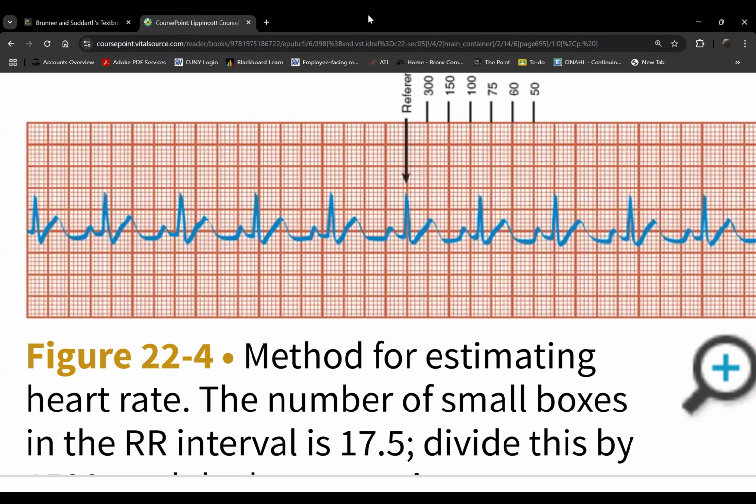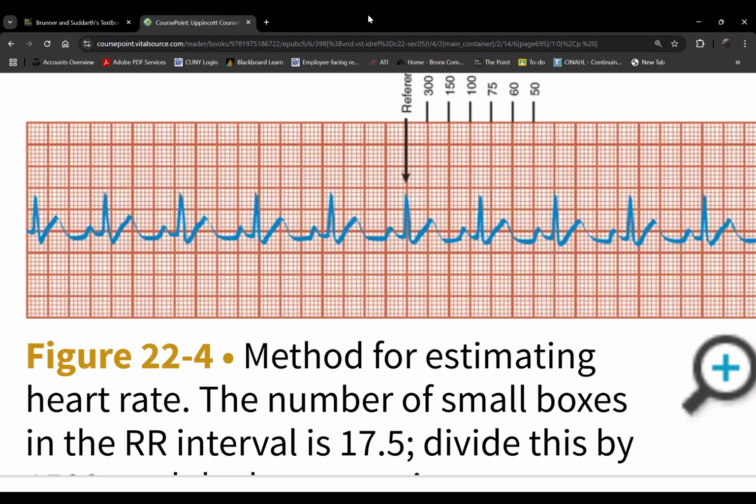So this is R wave number 1, 2, three. Which two R waves do you want to count or measure? 2 and 3? Okay. So between this R and this R, how many small boxes do you see?